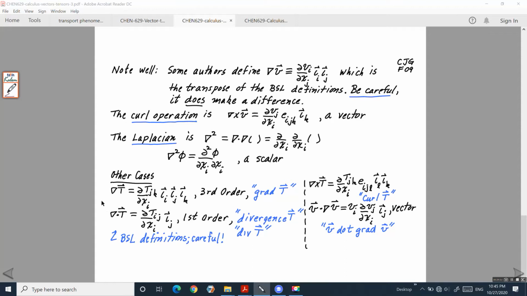Then the Laplacian of any scalar is a scalar. You see other cases: the gradient of the tensor is a third order tensor. The divergence of the tensor gives the first order, and basically this is the vector, and the curl of the tensor gives the result, and the dot product between any vector and the gradient grad v gives that result actually.